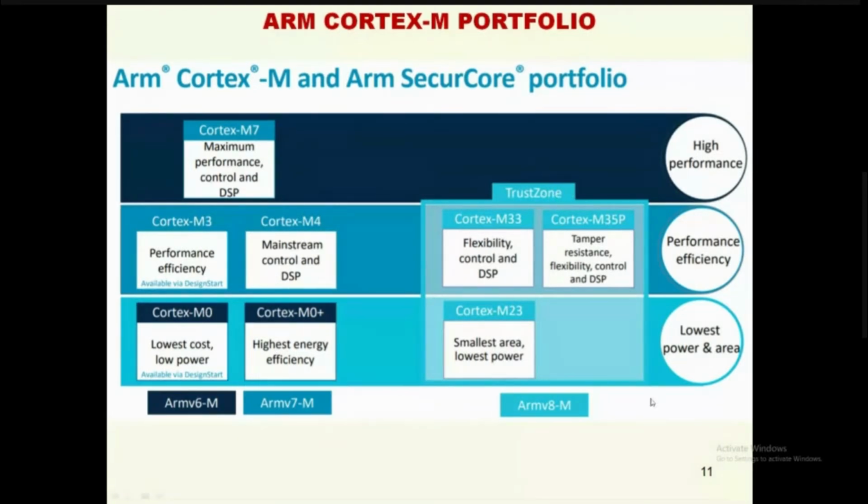Here you can see TrustZone: Cortex-M33, Cortex-M35, as well as Cortex-M23 come under TrustZone, where the tamper proofing and tamper resistance is there, which ensures the hardware security as well as the software security. There is something like platform security architecture.